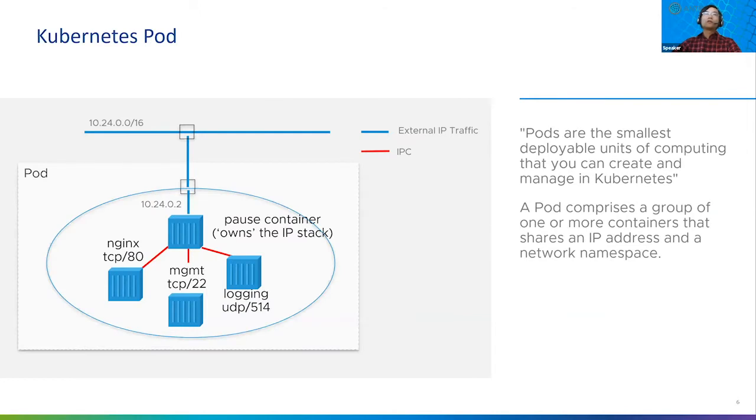Pods are the smallest unit to deploy applications in Kubernetes. A pod can include one or more application containers, but all these containers share a single IP address and a single network namespace. So from a networking perspective, a pod is a single network entity. And the internal communication between containers in a single pod doesn't really go through the pod network. So in a sense, it is very much like the IPC between processes in a single operating system.